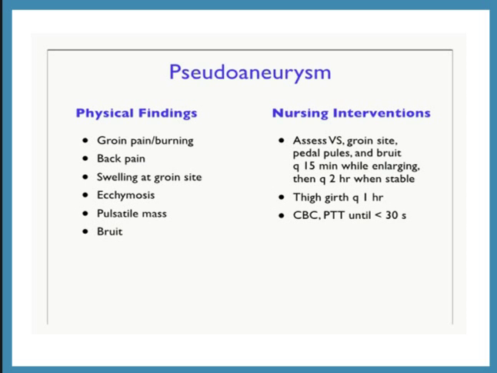What they may complain of: they may have, again, groin pain or burning. They may have back pain. They may have swelling at their groin site. They may have ecchymosis. They can have a pulsatile mass or even a bruit. What you will do is, again, assess your vital signs, your groin site, your pulses, check your thigh girth, and get some CBC and coags.